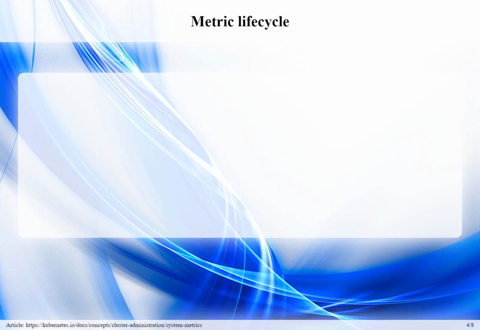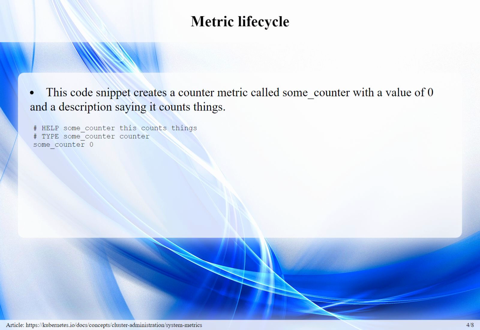Metric lifecycle. This code snippet defines a metric called sum_counter, which is a counter-type metric. The metric currently has a value of 0, indicating that no counting has been done yet. The comment #HELP provides a description of the metric, stating that it counts things.